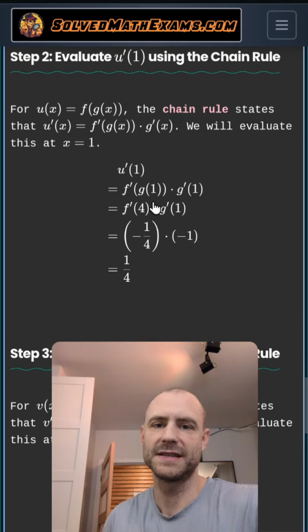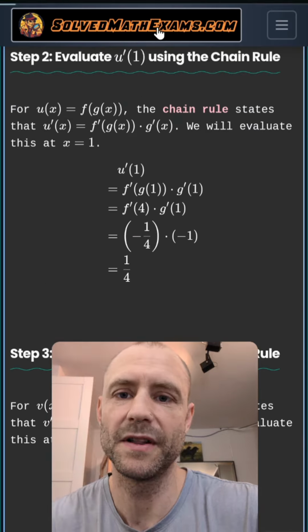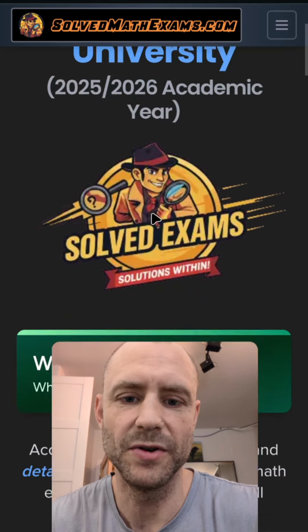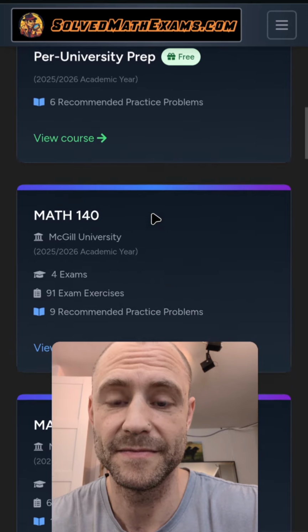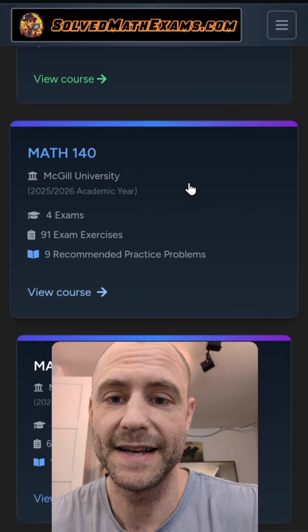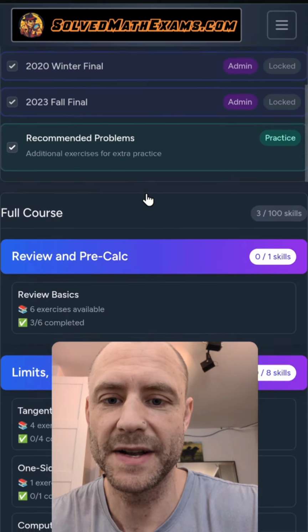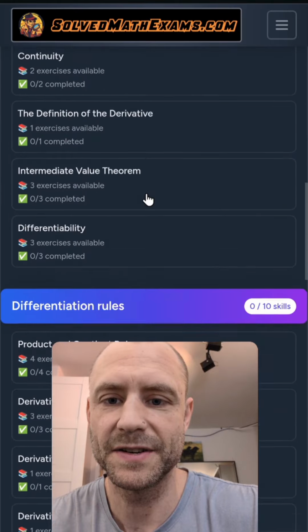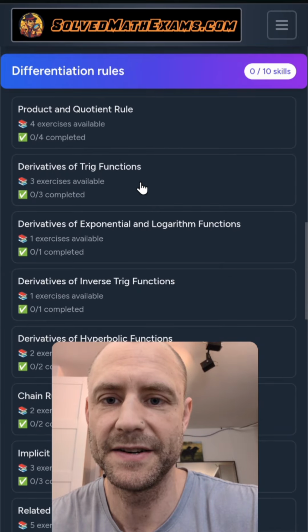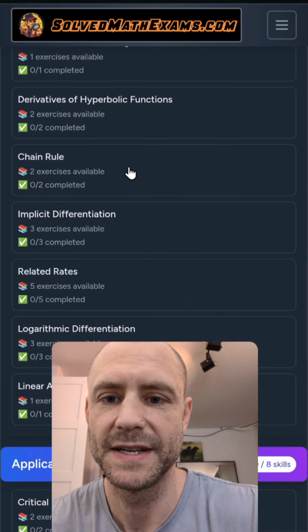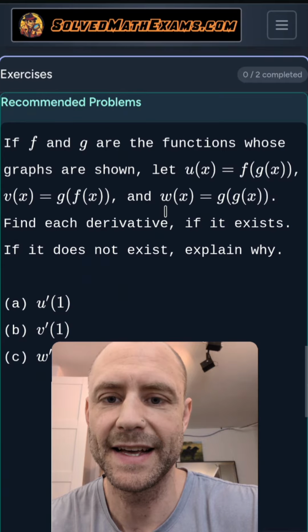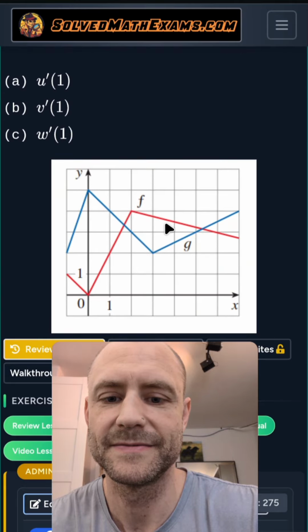I want to spend the rest of the time just showing where you can find this question. If you go to the home screen, and I'm showing on mobile, it's the same thing on your computer though. This is in Math 140 from McGill. Make sure you have recommended problems on, and then you just go down to chain rule. It's under differentiation rules. You click into chain rule, and that's where you're going to see this question. Awesome.